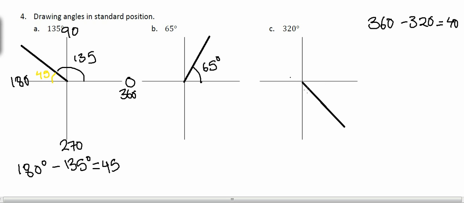Which makes me feel like this line should change a little bit. So I erase that line so I can draw it just a little bit smaller. I'd say it needs to look something like that. And then I know that the angle all the way around from 0 is 320 degrees. And my little reference angle in here is 40 degrees.